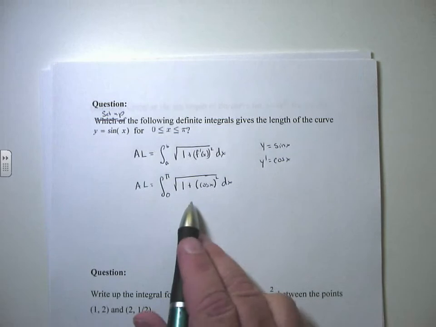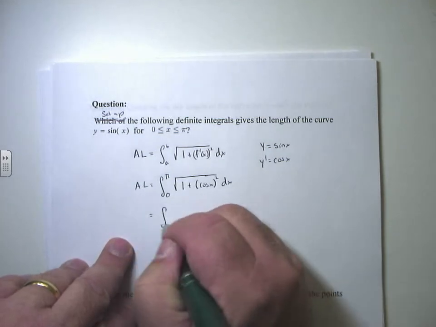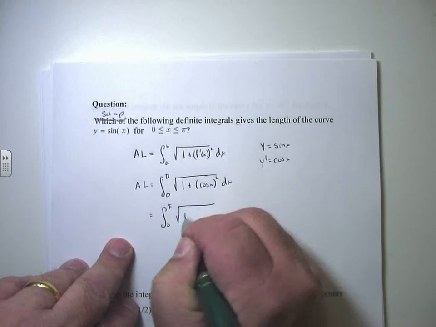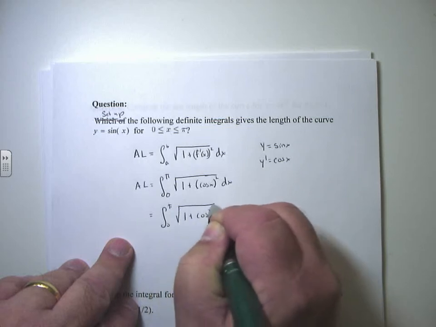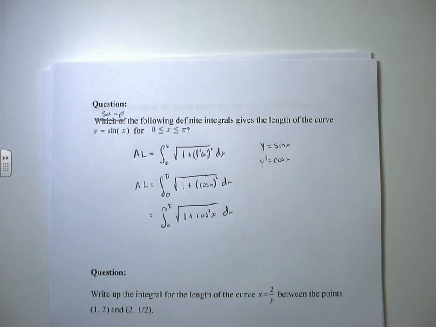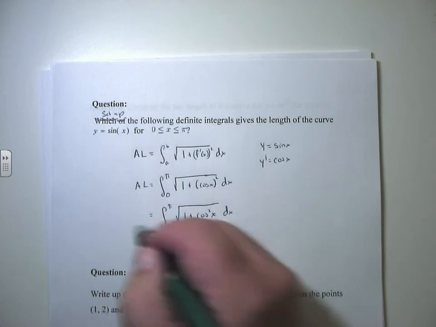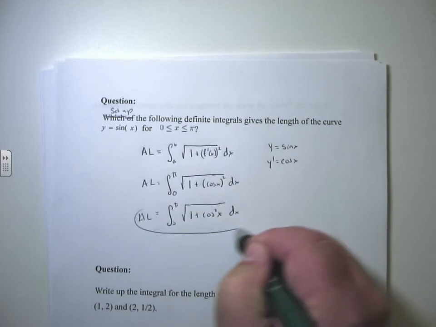And another way you could have written this, cosine of x quantity squared, is the same thing as 1 plus cosine squared x. And this is the way they like to type it in terms of answers on tests and things like that, so be prepared for that. But one other thing I want to mention about this one, because the question was just set up the integral here, and this is my answer, arc length equals this guy.